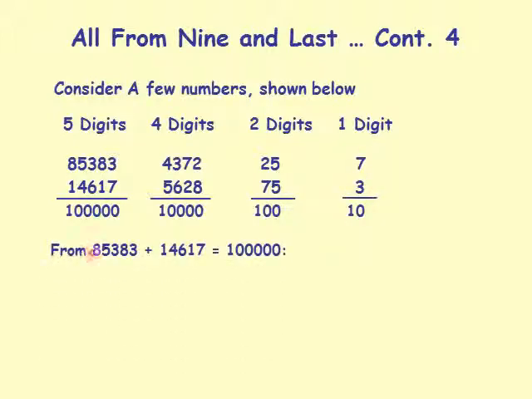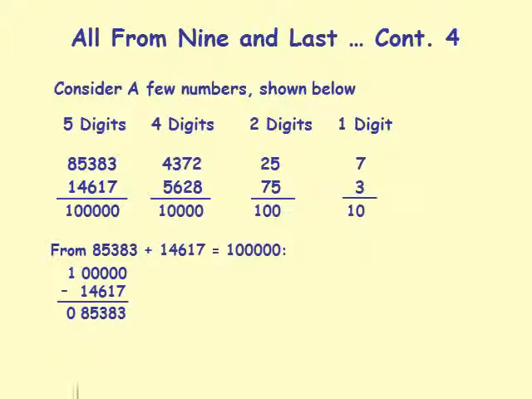Let's continue here. From that we know that this is 100,000: 85383 plus 14617 is 100,000. Now we use A plus B is C, so C minus A must be B, or C minus B must be A. We take this number, 100,000, and subtract B, which is 14617. We must get A, which is this number here. I added a 0 for clarification, and I made some room here to explain some points.